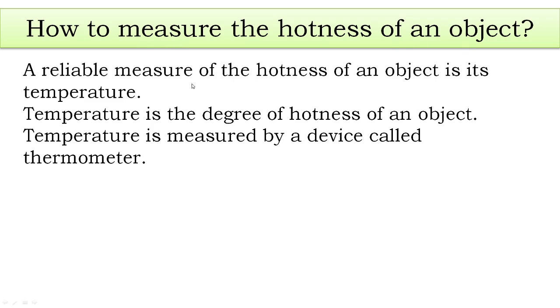So a reliable measure of the hotness of an object is its temperature. Temperature is the reliable measure of the hotness of an object. So temperature is the degree of hotness of an object.